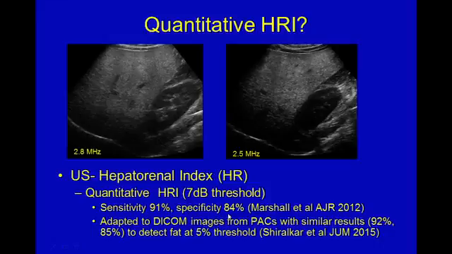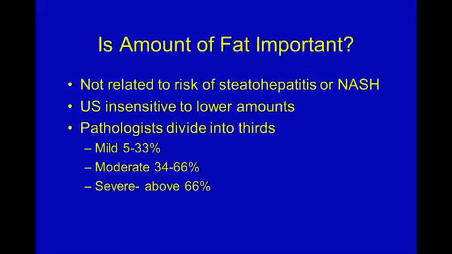90%, specificity is 84%. This is from a publication from 2012. And the same group, which is from the Ochsner Clinic, did this again in 2015, where they actually took the images just from their PACS system rather than from the ultrasound machines, and they were able to detect fat at a 5% threshold.